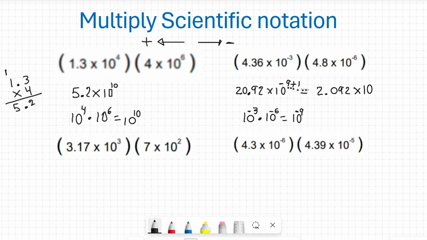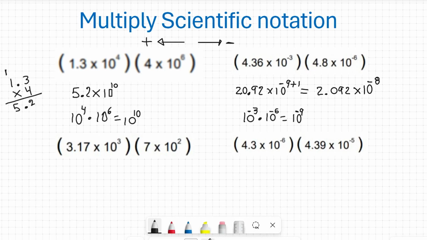Now, negative 9 plus 1, they have different sign. Subtract and keep the sign of the biggest number. The biggest number is negative, so the answer should be negative 8. So that's how we get the answer for this other one. And now this is in scientific notation. You only should have one whole number in front of the decimal point. Let's do the next one.